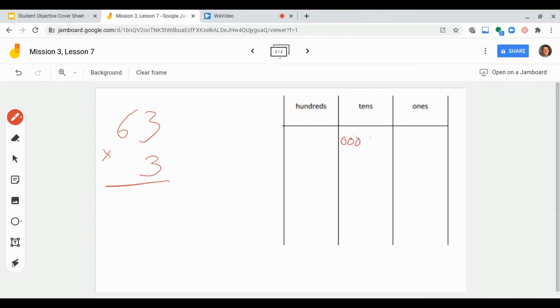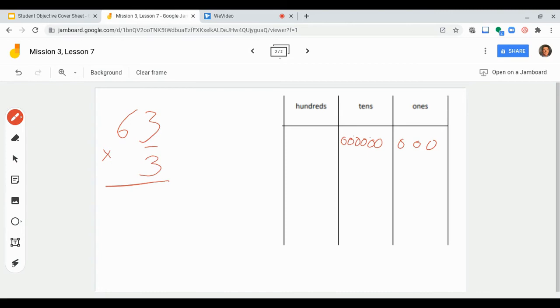1, 2, 3, 4, 5, 6. And then how many ones are in 63? There's 3 ones. So I have 1, 2, 3. Okay, so what did I just represent there? I represented 63. 6 tens, 3 ones. Now, I'm multiplying it times 3, though. So when I'm multiplying it times 3, that tells me how many rows I need total. Well, that tells me I need 3 rows total.